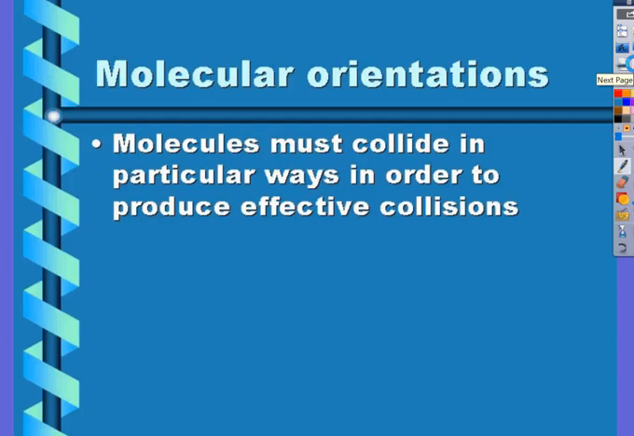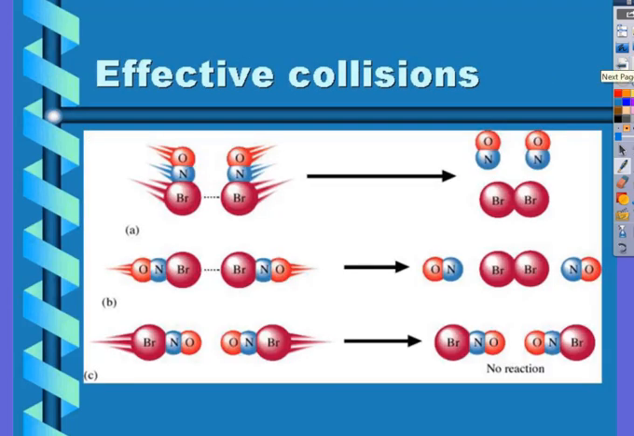Molecules also have to collide in a particular way in order to produce an effective collision. If we look at this picture, we need the bromines to hit each other. When they hit each other, then my NOBr would be formed. So in this one, I have my Brs hitting each other and I form my NOBr. But if the oxygens hit each other, then no reaction occurs. So of these three orientations, only two would have resulted in an effective collision.